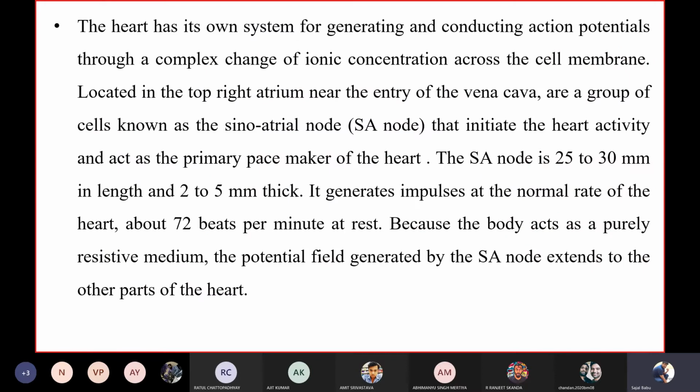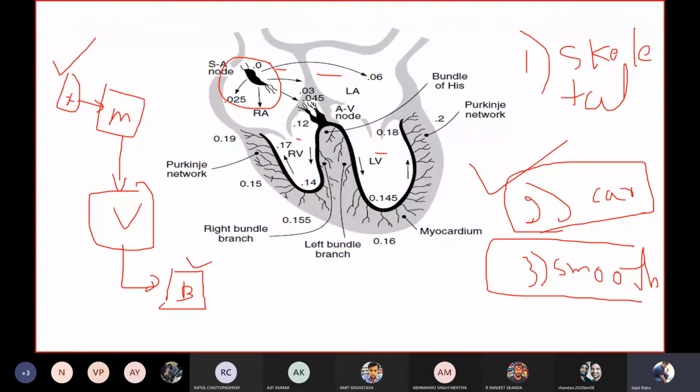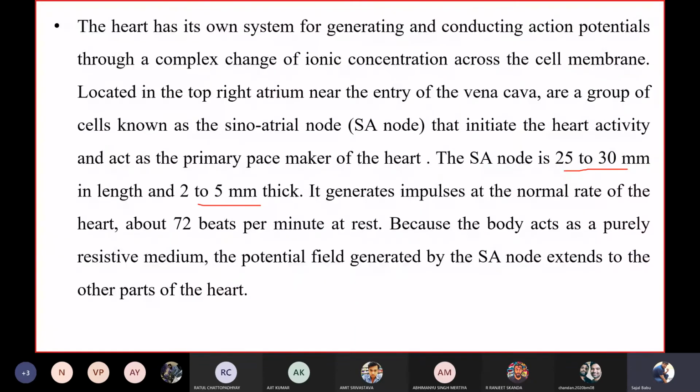Now, if you are going to learn about the SA node, the length of the SA node is between 25 to 30 mm, and the thickness of the SA node is 2 to 3 mm. It generates impulses at a normal rate of 72 beats per minute at rest. That is the reason why your heartbeat is 72 beats per minute. This SA node will generate 72 impulses per minute.